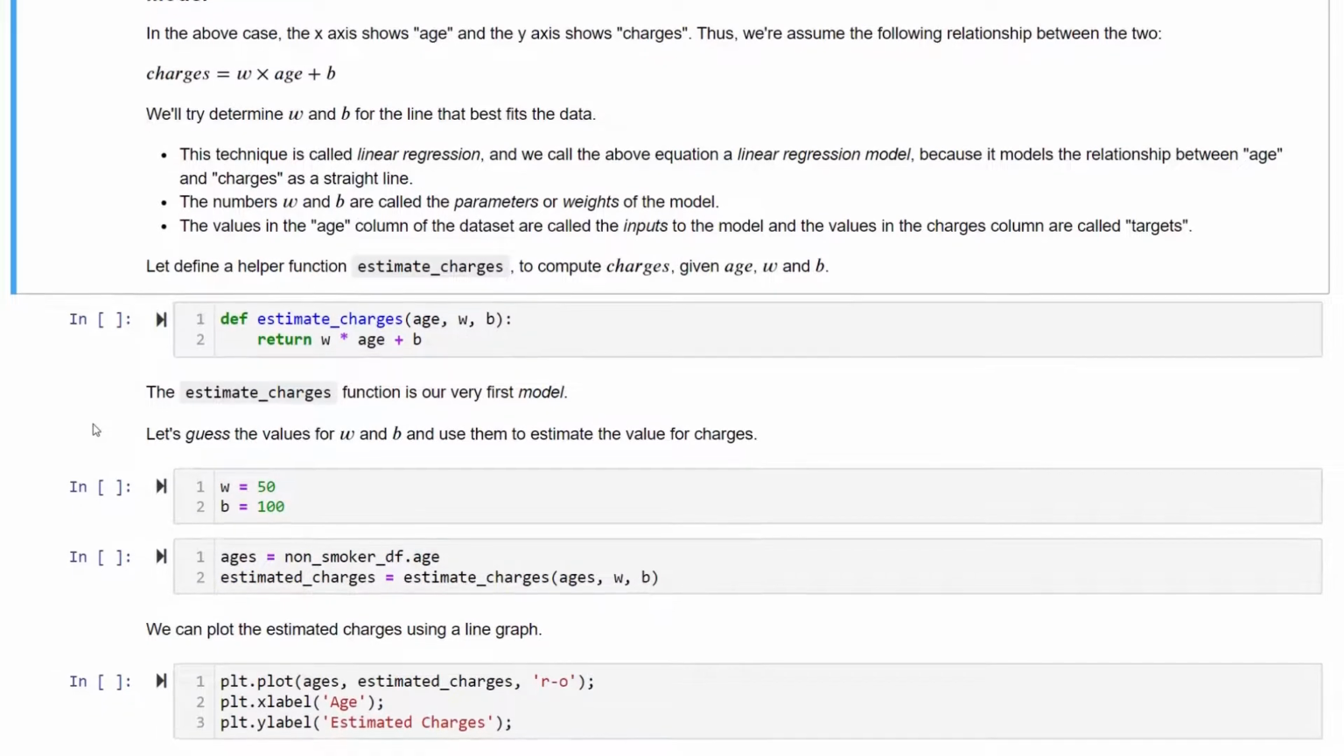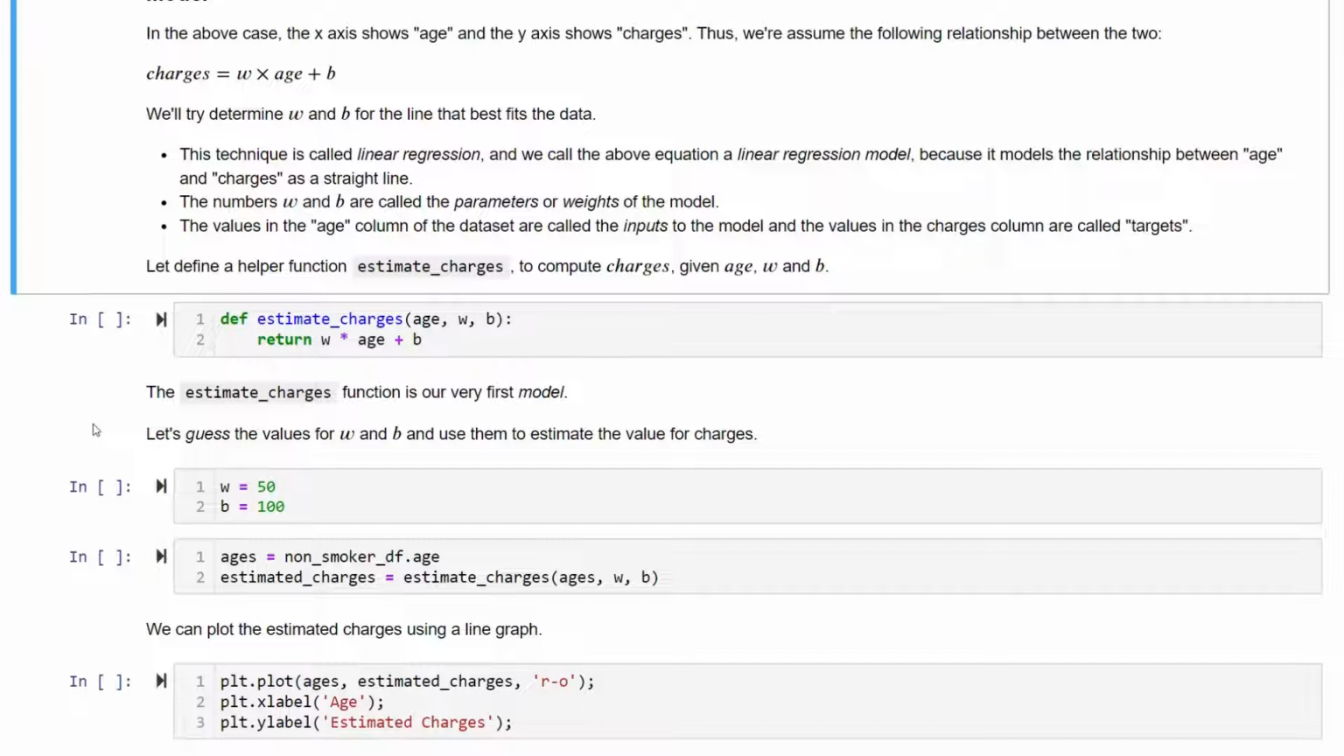This technique is called linear regression, and the equation is called a linear regression model. It is simple because it models the relationship between the age and the charges as a straight line. We are not making any curved lines or a line from zero itself. We are just drawing a straight line as a predicted line. The numbers, the slope and intercept, are called the parameters or weights of the model. The values in the age column of the data set are called inputs. The values in the charges column are called the targets.